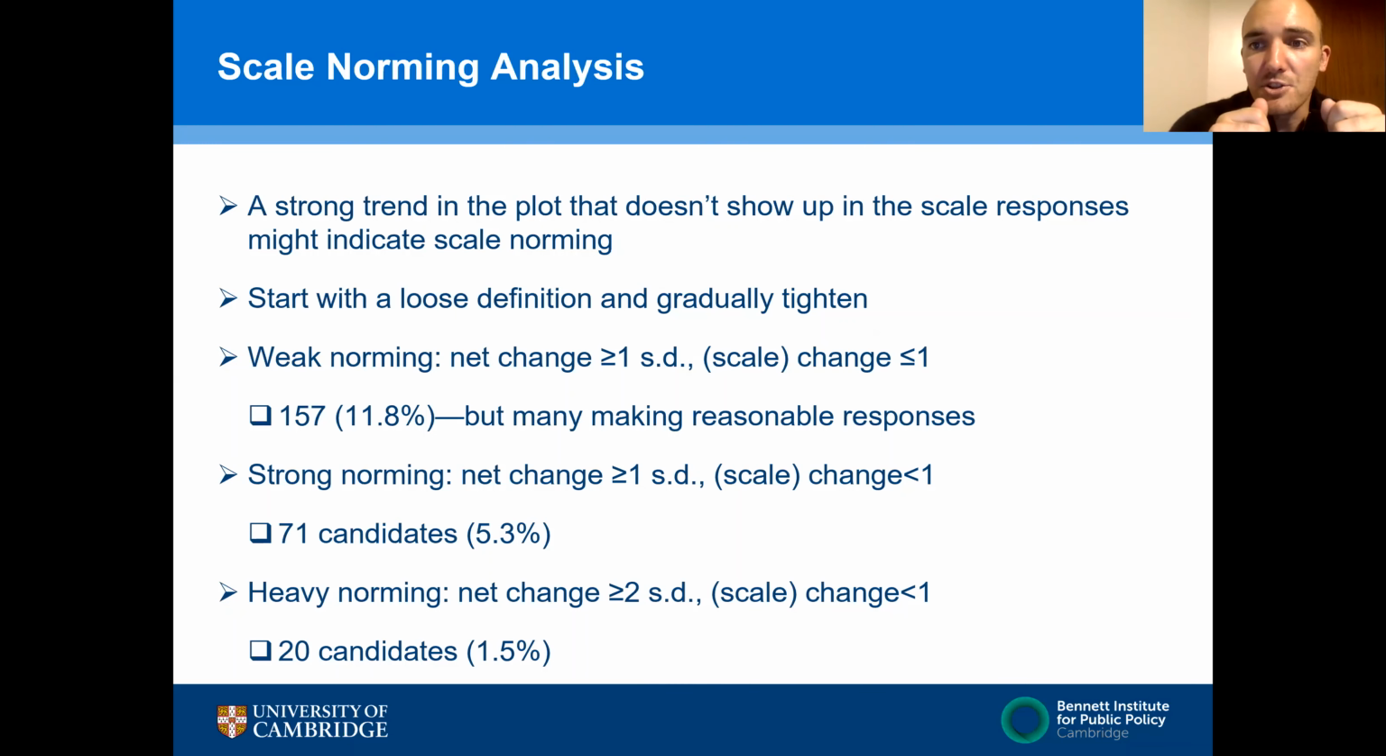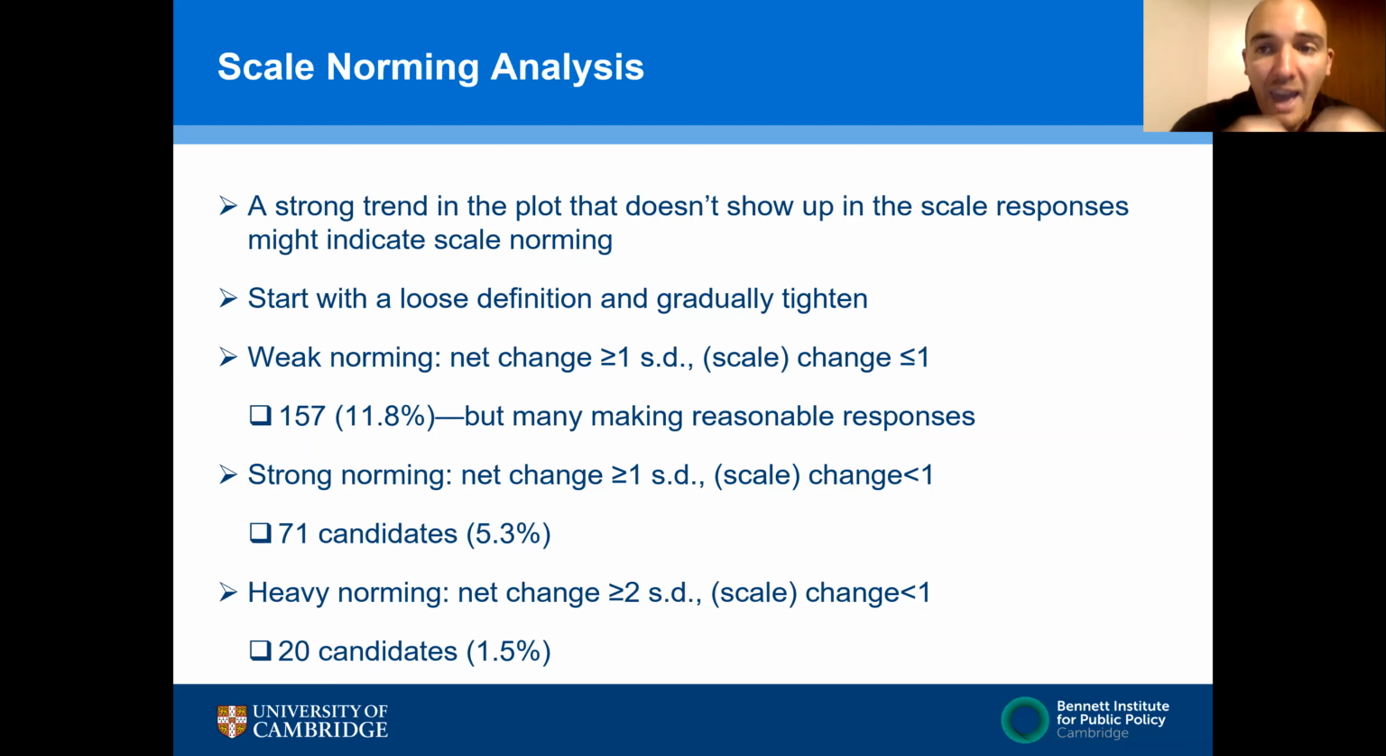Then I tighten the definition to what I call strong scale norming, which is where you have to have at least a standard deviation of net change and a scale change of zero, essentially. That leaves 71 candidates. And I think these people are scale norming. So that person that we saw above, they would be counted in this definition. And I think that's kind of indicative of scale norming. So cool, but only about 71 candidates, so 5%. Again, quite encouraging. These are not high numbers.